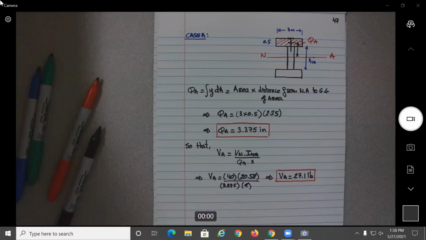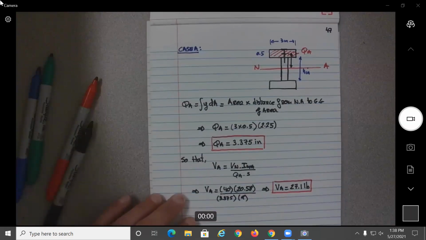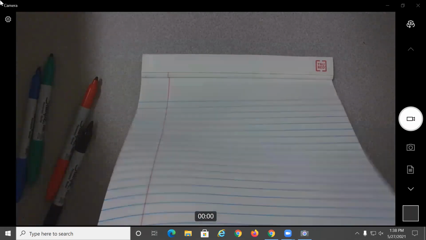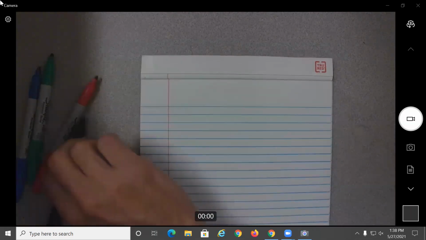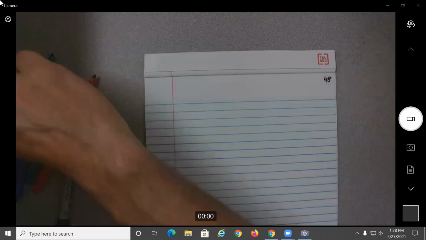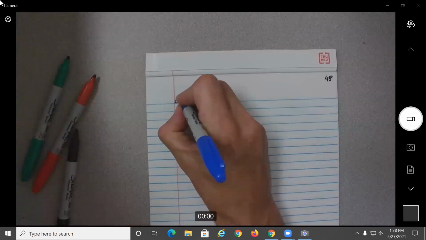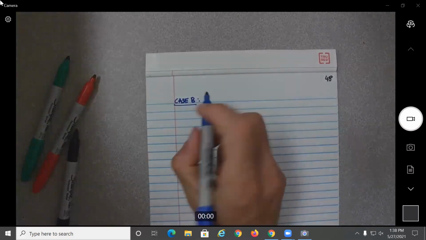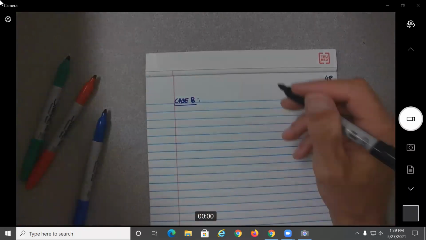Okay. So now we're going to go to another page. We're going to do the same thing for case B. And again, I'm just going to redo the figure.